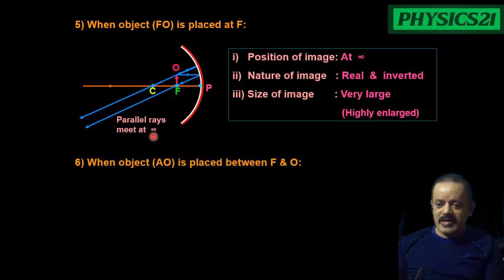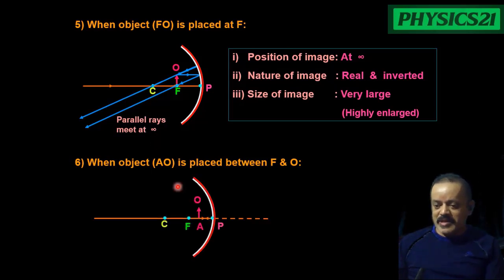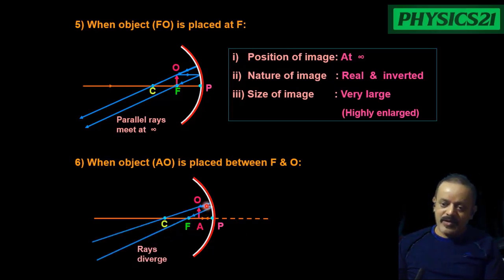Now in the last case, when the object is placed between the pole and the focus. So this is the object which is placed between the focus and the pole. The first ray is incident parallel to the principal axis, after reflection passing through the focus, and the second one is incident from the direction of the center of curvature and retraces its own path.